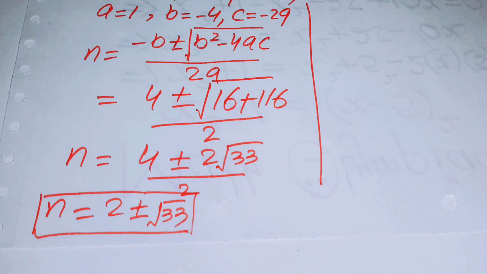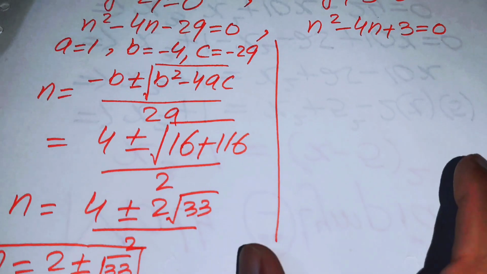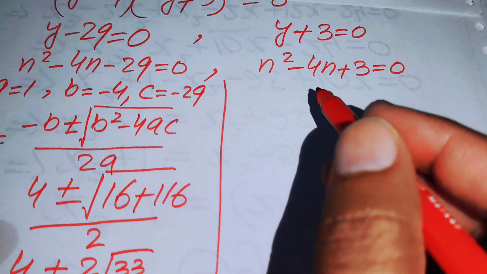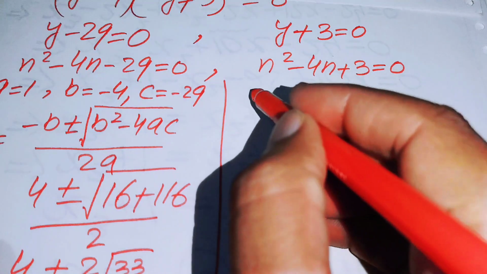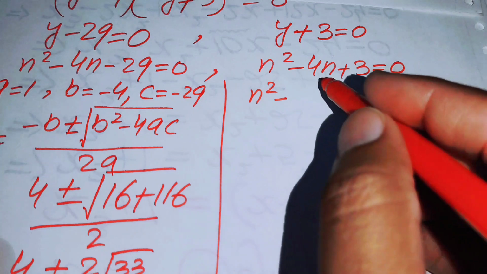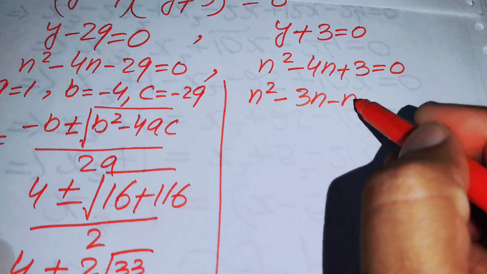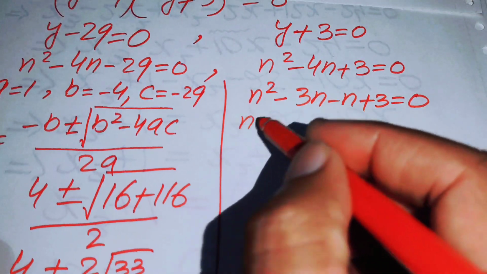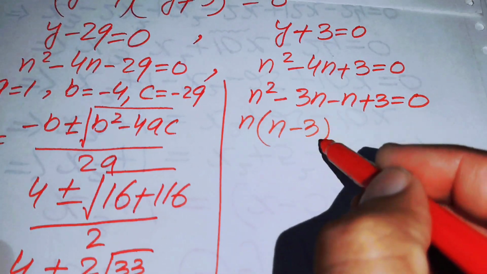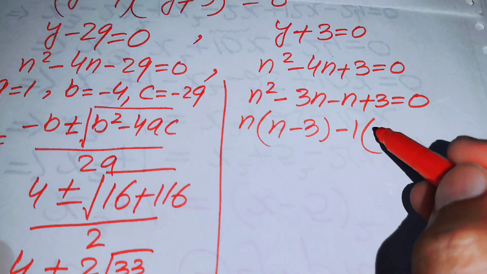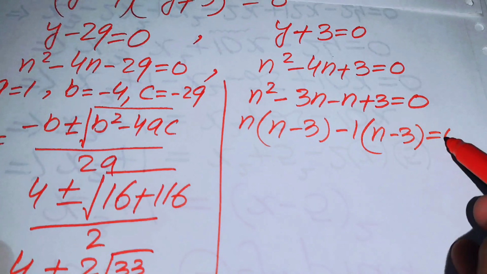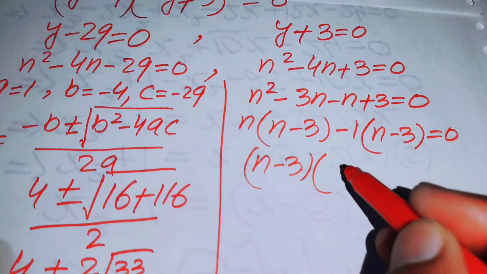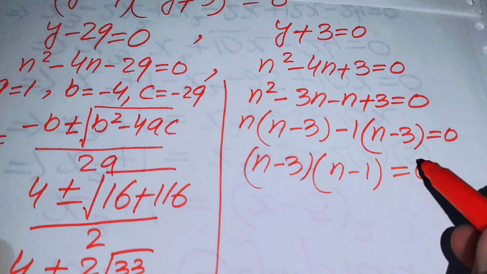So now in order to find the other roots, we will solve this case here. We need to factor this quadratic equation, so we can easily find the factors. Here you have n squared minus 3n minus n plus 3 is equal to 0. Here we take common n and you get n times (n minus 3). Here we take common minus 1 and you get n minus 3, and this whole is equal to 0. So we get n minus 3 common, and n minus 1 is equal to 0.